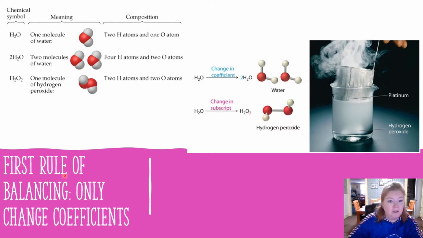Okay, important thing. Never, ever change a subscript when you're balancing. You can only change a coefficient. Why? A coefficient simply changes how much of a substance you have. So I had water, I put a 2 in front, now I have 2 water molecules. If I change a subscript, I completely change the substance. So if I put a 2 down here, I just changed water to hydrogen peroxide, and nobody wants to be drinking that. So you cannot change subscripts to balance. You can only change coefficients.